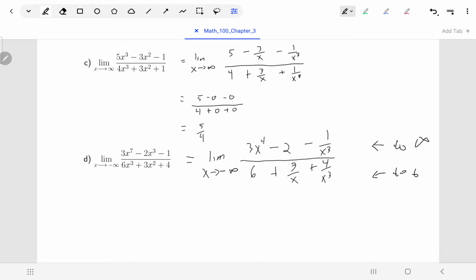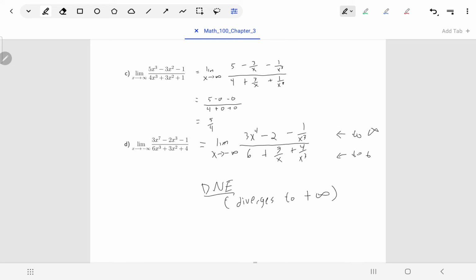This thing is not going to go to a finite number. This limit, we would say, does not exist. And if I wanted to say why it doesn't exist, I could say specifically it diverges to positive infinity. In other words, the y values are getting larger and larger, more positive, as x goes to the far left. As x becomes very, very negative, the y values become very, very positive. But I don't have to say diverges to positive infinity here. I could just say does not exist, and that's good enough, because that's all we wanted to know: do our limits exist or don't they, and if they exist, what are they?